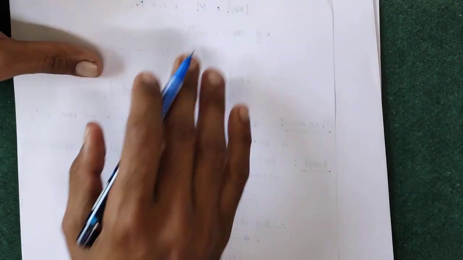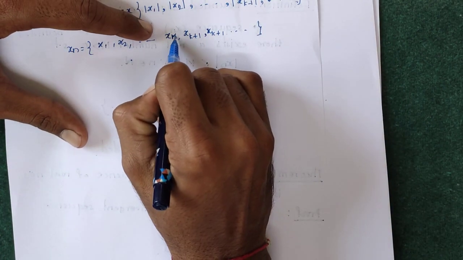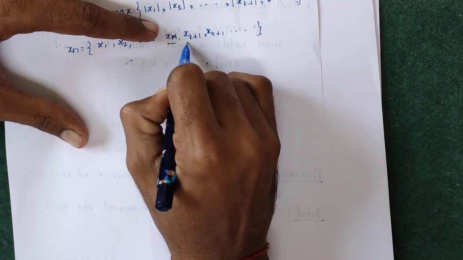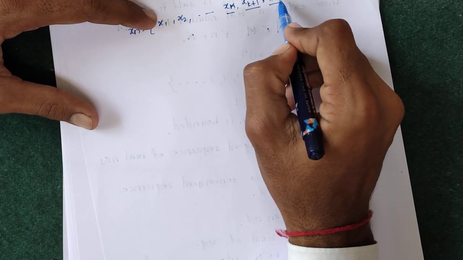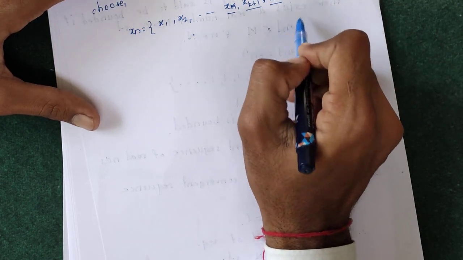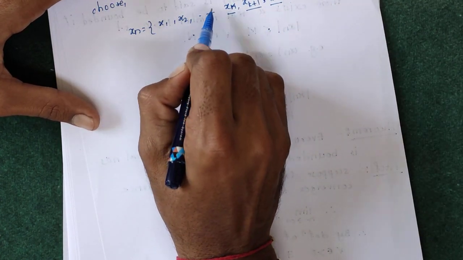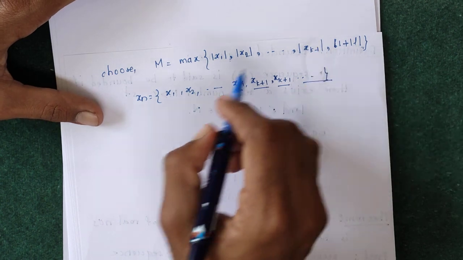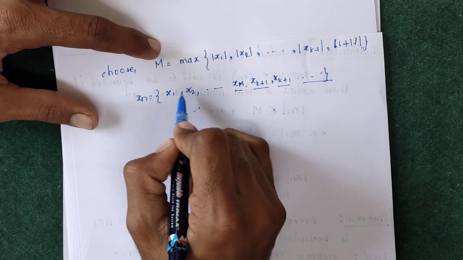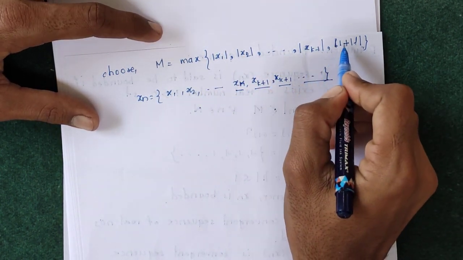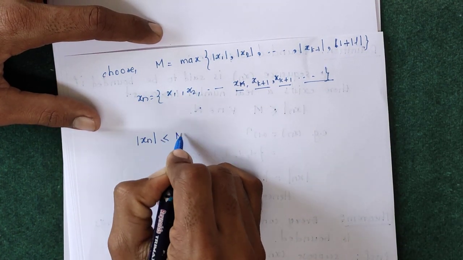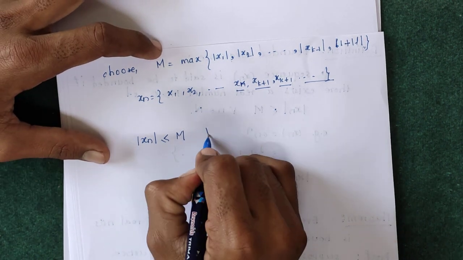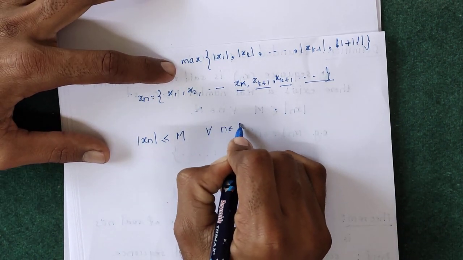Now, by the definition of limit, we can say that for all n greater than or equal to k, that is xk plus 1, xk plus 2, all these elements are very close to L, but there is no condition on x1, x2, up to xk minus 1. So if we choose m as the maximum of mod of x1, mod of x2, up to mod of xk minus 1, or 1 plus mod L, then we get mod of xn is less than or equal to m for all n belonging to the set of natural numbers.